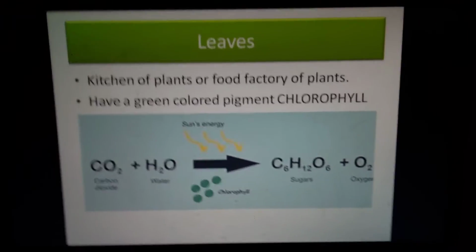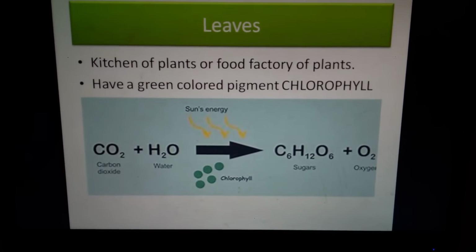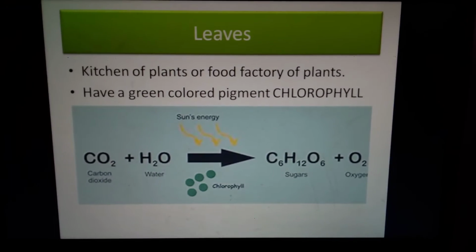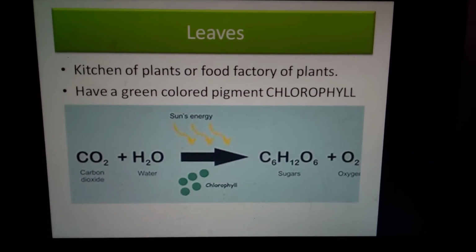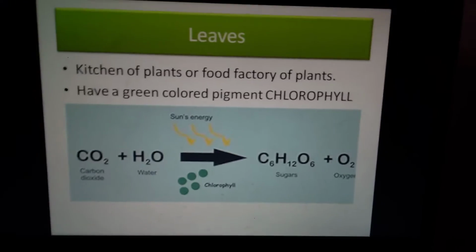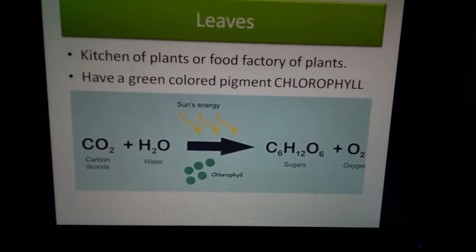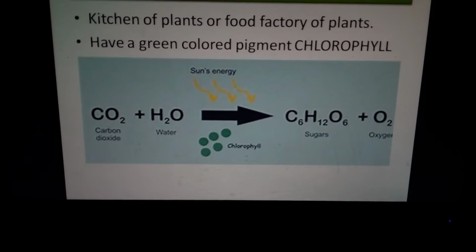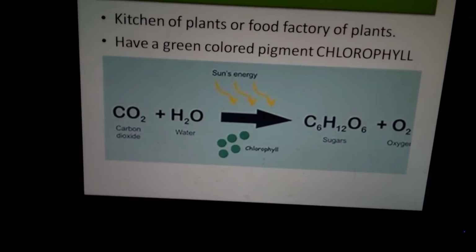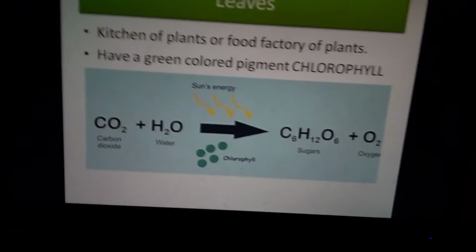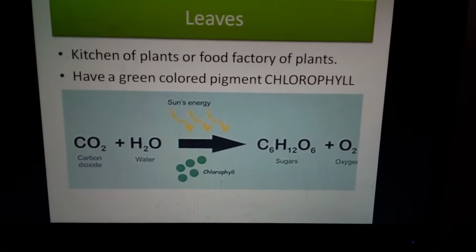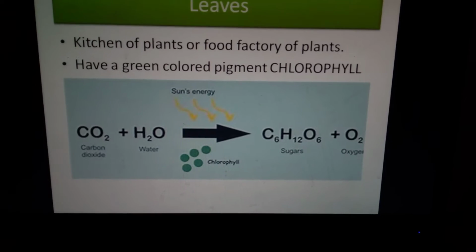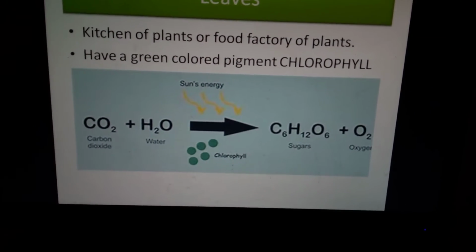Leaves. Now we will learn about the kitchen of plants. Leaves are known as the kitchen of plants or food factory of plants. They have green colored pigment called chlorophyll. So carbon dioxide plus water, with sun's energy and chlorophyll, makes sugars plus oxygen.